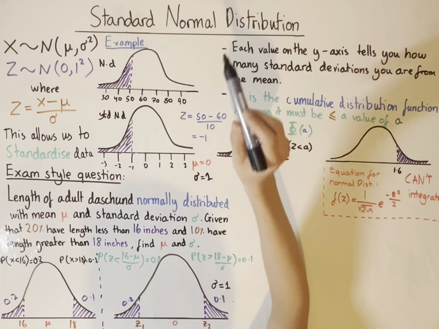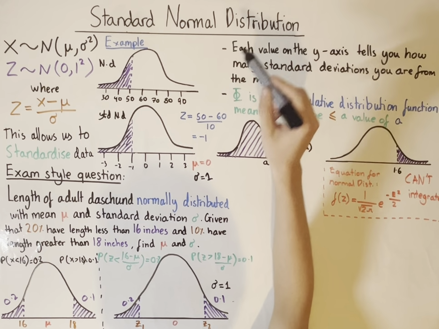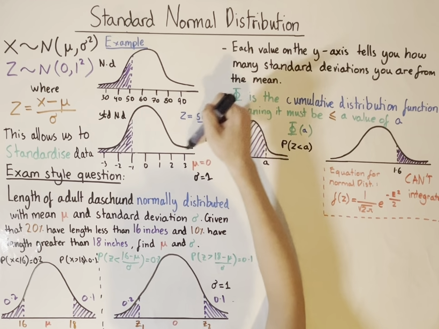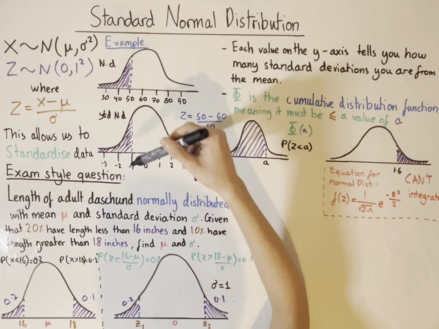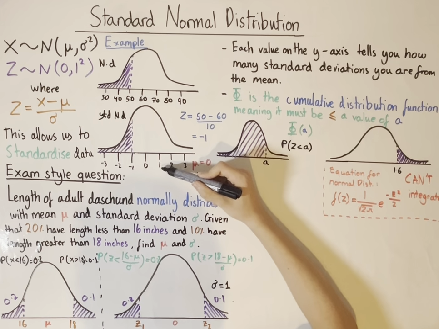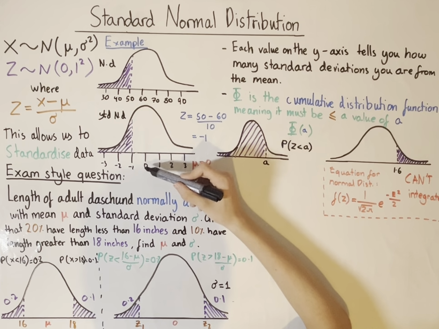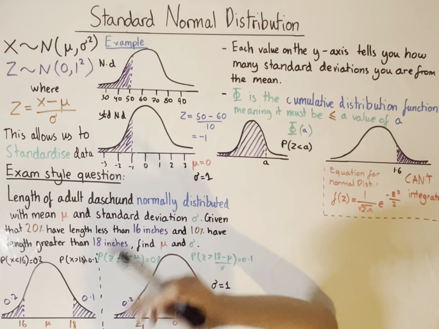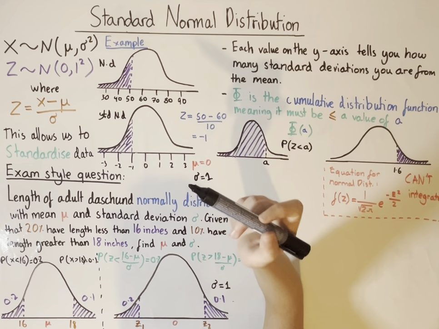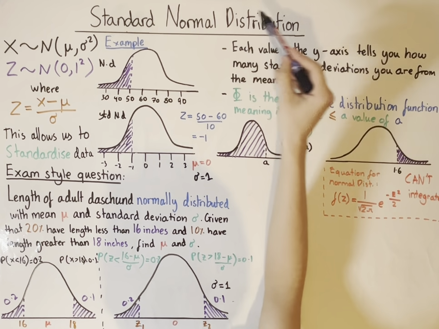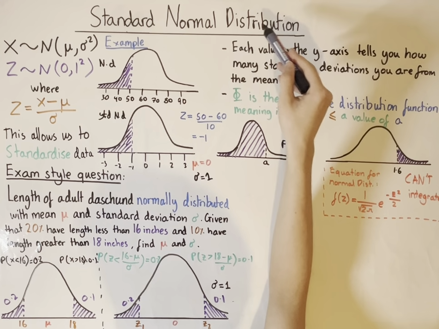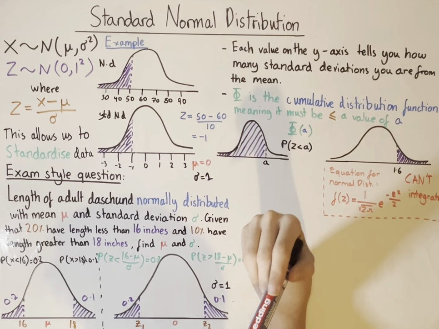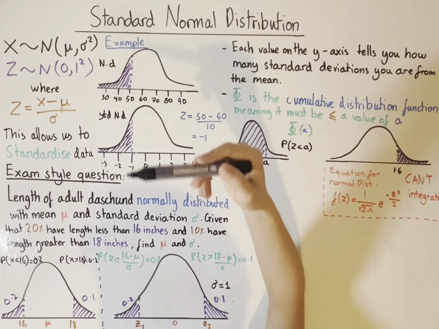Now, for the standard normal distribution, our mean is always 0, and on the x-axis each value represents a standard deviation. So here we are 1 standard deviation away from the mean, here we are -1 standard deviation away from the mean. So in order to get from this normal distribution to the standard normal distribution, what we can do is essentially code the values of x.